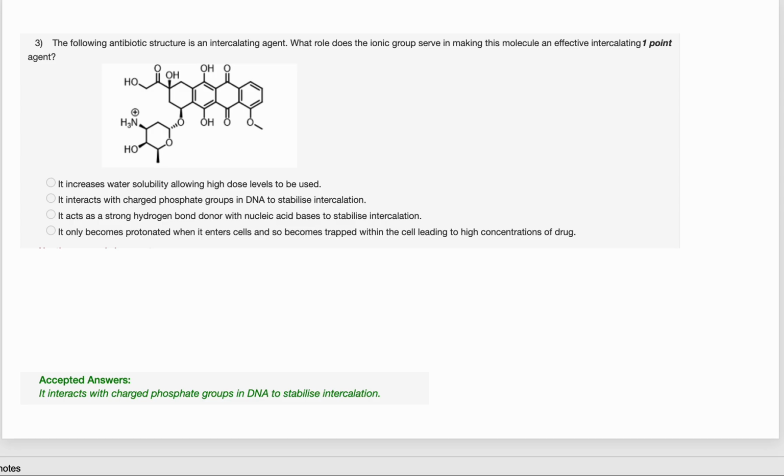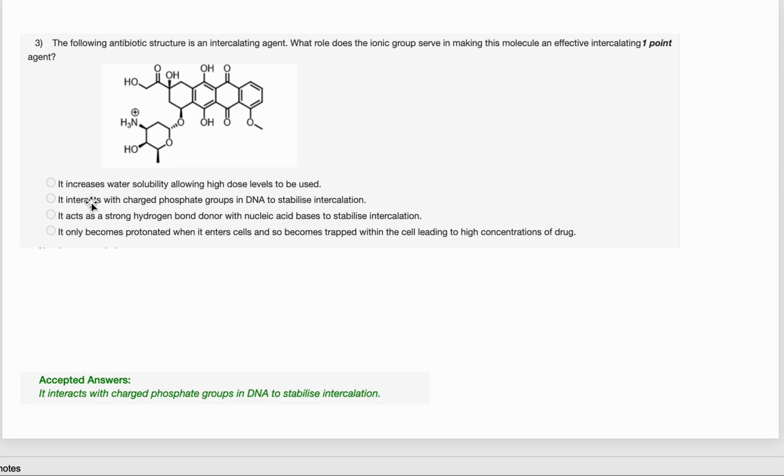The following antibiotic structure is an intercalating agent. What role does the ionic group serve to make this molecule an effective intercalating agent? You can see this is quite planar, right? Intercalating means it puts itself in between something, and especially when we talk about DNA, it inserts itself in between the nitrogenous base pairs.